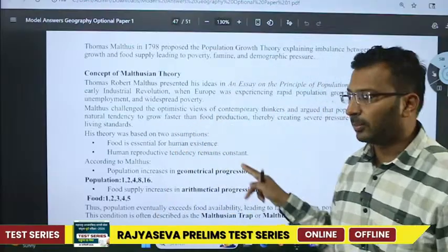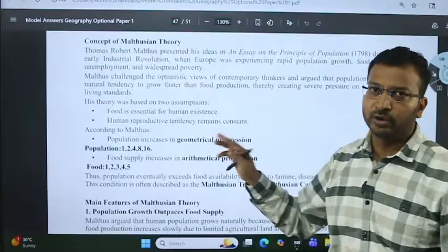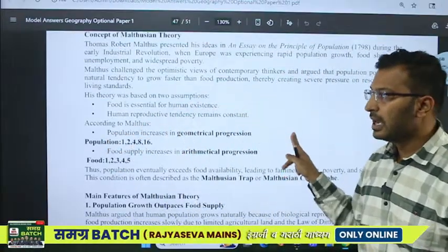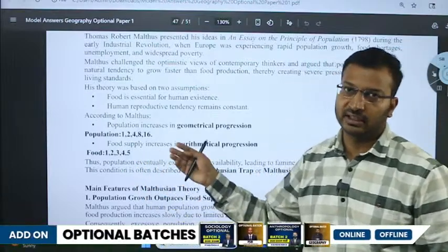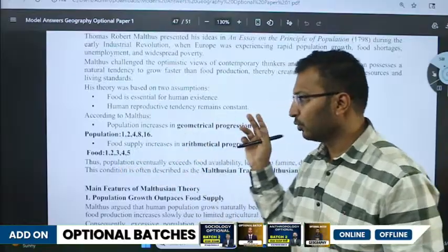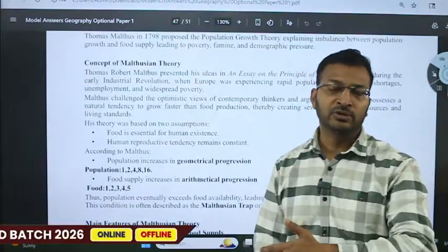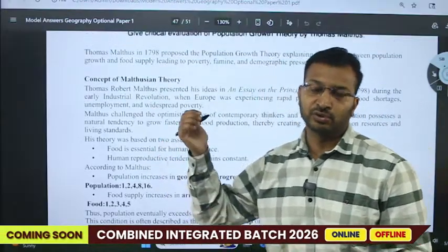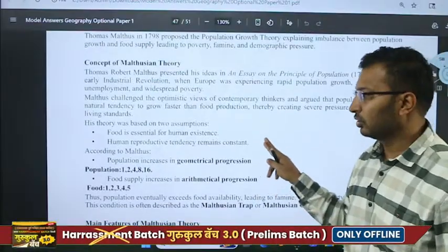He talked about how the population is growing in a geometric progression, doubling every time: 1, 2, 4, 8, 16, 32, whereas the availability of resources is growing in an arithmetic progression, that is linear progression: 1, 2, 3, 4, 5, 6. As a result, over a period of time the population increases and the availability of resources decreases, as a result of which crises develop across the world.